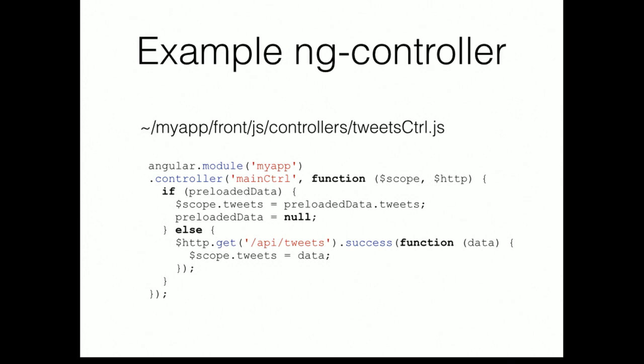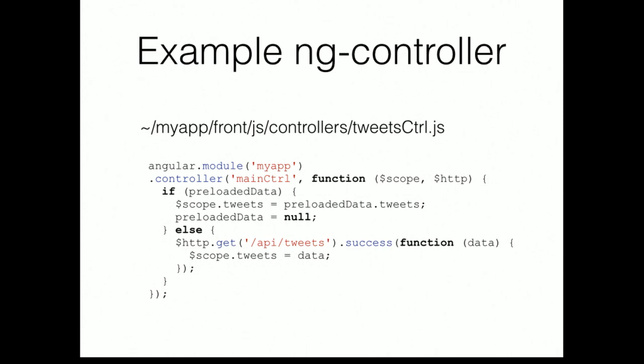So at the start of the controller, it checks to see if there's this global variable preloaded data. And if there is, it will use it. So it just attaches it to the scope, to the model. And then it nullifies the preloaded data so that if another controller is loaded in the same session, it doesn't fall into the trap of using another view's preloaded data.